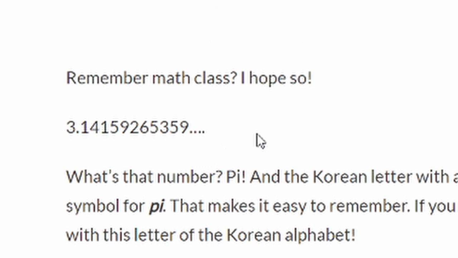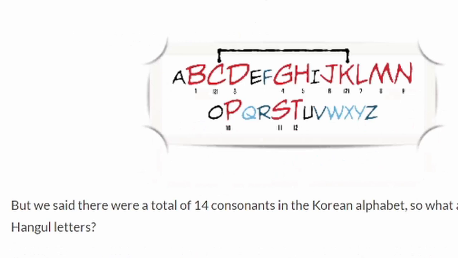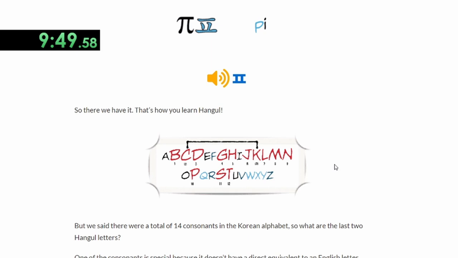Remember math class? I hope so. Pi is equal to 3.1. No, we're wasting time. So p looks like pi. Yeah, kind of, if you put a bottom on pi, yeah, that makes sense. So there you have it. That's how you learn Hangul. So all the consonant sounds that sound similar to each other, like D and T, have very similar looking letters.